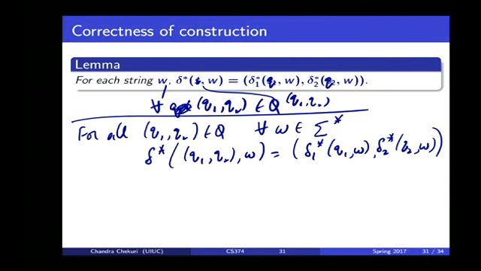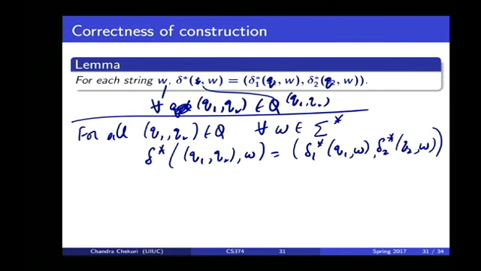what does my machine do? If I start the machine on Q1, Q2 and give it a string W, what does it do? It goes to the state where the first machine would go on W, comma, where the second machine will go on W. This is simply saying the new machine is simulating both machines in parallel. This is obviously our intuition for the construction, but this is formally stating that mathematically.